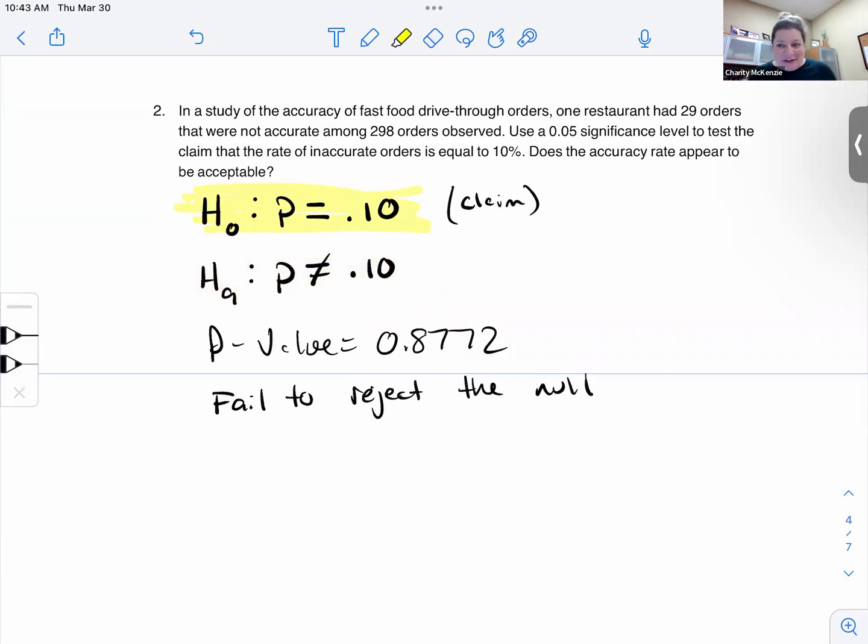What does fail to reject the null mean? We keep it, right? So our number was so close to 10% that we really do have evidence that the inaccurate orders equal 10%. Okay. And so we fail to reject the null. We would state we have evidence in favor of the claim that 10% of the orders are inaccurate. That's what you're writing out right now. Okay.